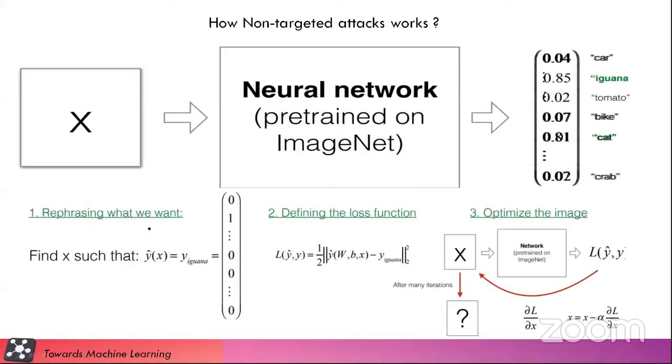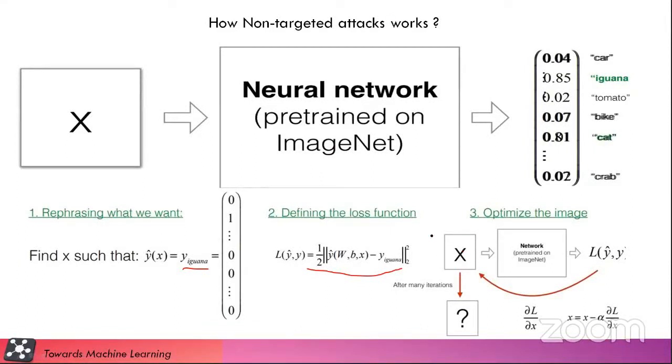So let's check some mathematical aspects also, how we are going to do it. We want y hat to equal y iguana. Y hat is basically the prediction of the neural network, and we want it to be y iguana, which is a one hot encoded vector for an iguana. The second thing is we have to define a loss function. In this case, we are defining the L2 loss. We can also use L1 loss, but L2 is better for this type of problem.